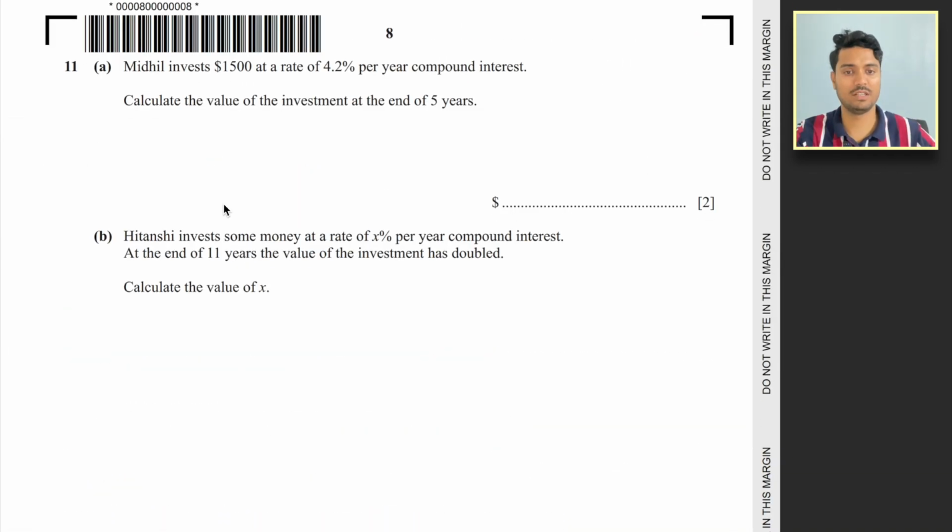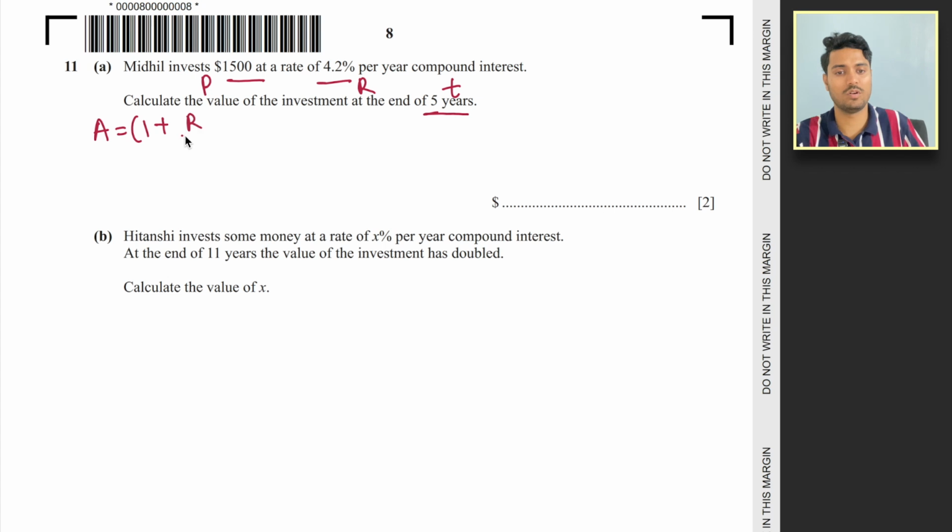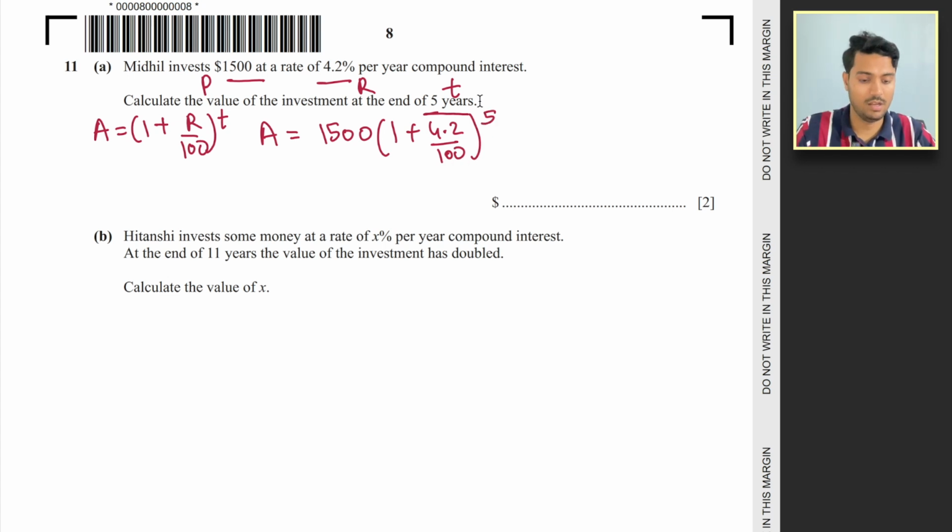Let's move on to question number 11. It says Smith will invest 1500 at a rate of 4.2% per year compound interest. Calculate the value of the investment at the end of 5 years. So the principal amount, the rate of interest and the time period are all given to us. We have to find the amount, which is A equals P times (1 plus r upon 100) raised to t. All we have to do is substitute the values. So A equals 1500 times (1 plus 4.2 upon 100) raised to 5. Do this in the calculator: 1500 bracket 1 plus 4.2 divided by 100 whole raised to 5, and the answer is 1842.59 exactly.